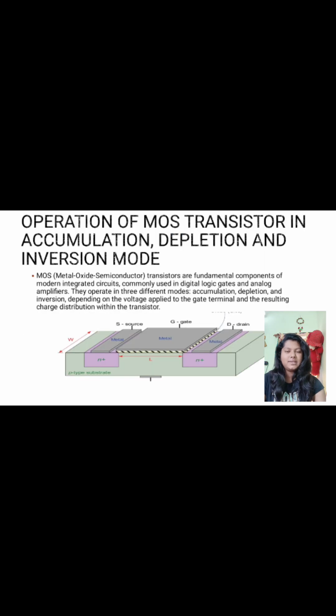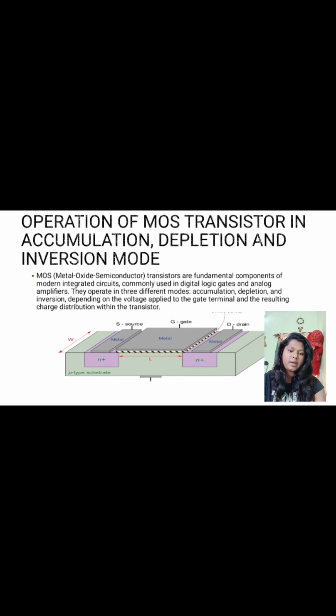Today I am going to discuss a topic called operation of MOS transistor in accumulation, depletion and inversion mode. As we know, MOS (metal oxide semiconductor) transistors are fundamental components of modern integrated circuits, commonly used in digital logic gates and analog amplifiers. They operate in three different modes: accumulation, depletion, and inversion mode, depending on the voltage applied to the gate terminal and the resulting charge distribution within the transistor.